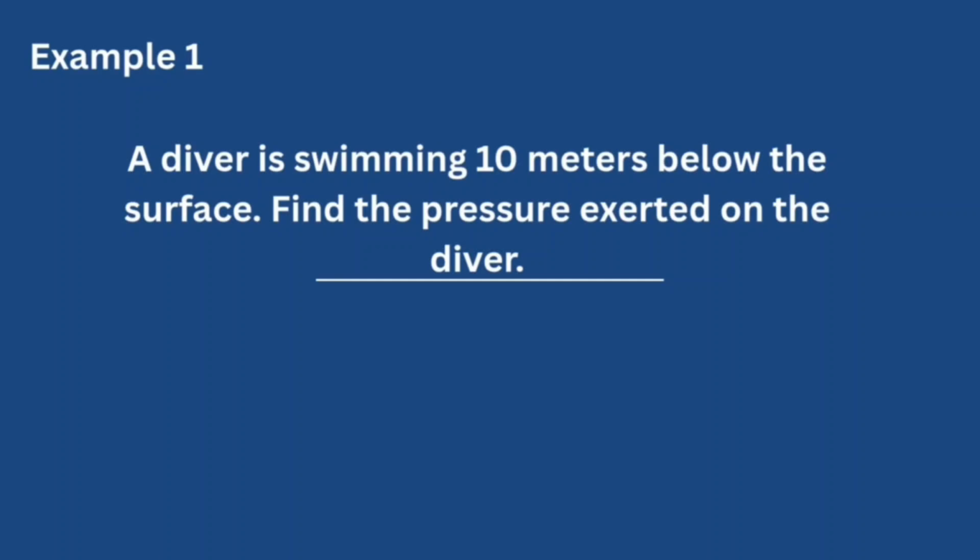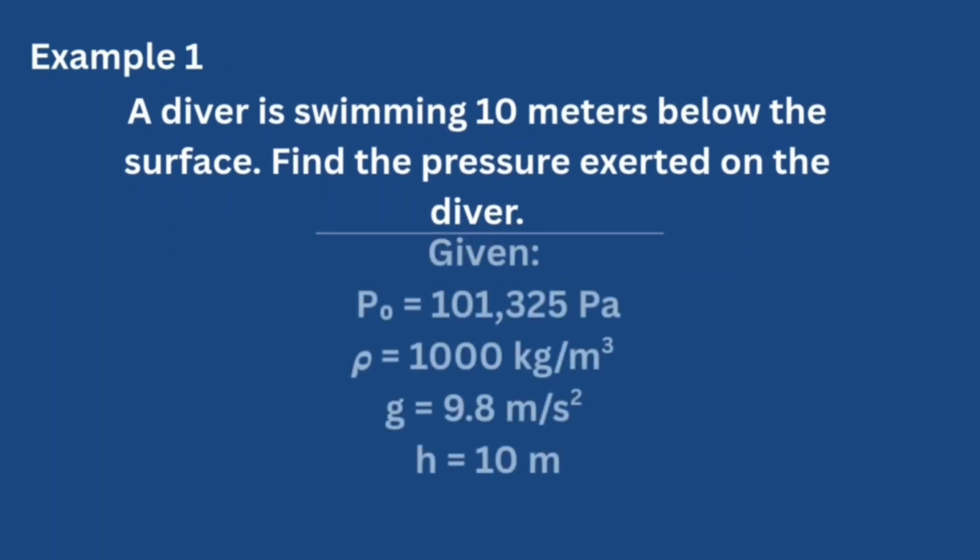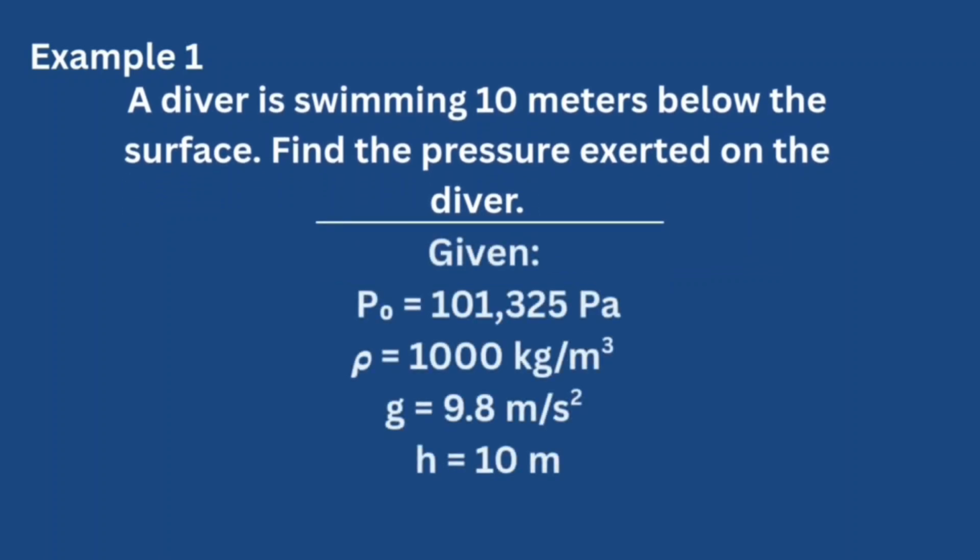So firstly, we need to write down the given data. In this problem, we have a height of 10 meters. Our initial pressure is understood to be 101,325 pascals, which is the normal atmospheric pressure. And then our density is the density of water, which is 1,000 kilograms per cubic meter, and our gravity of 9.8 meters per second squared.